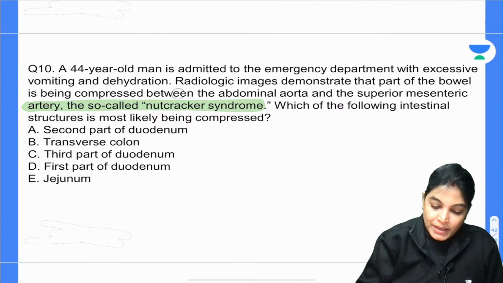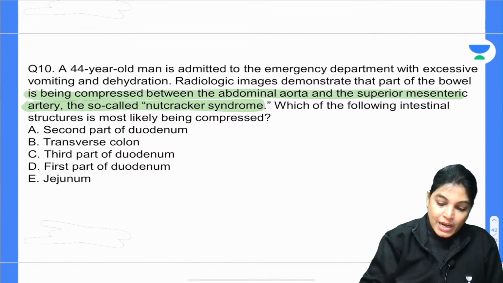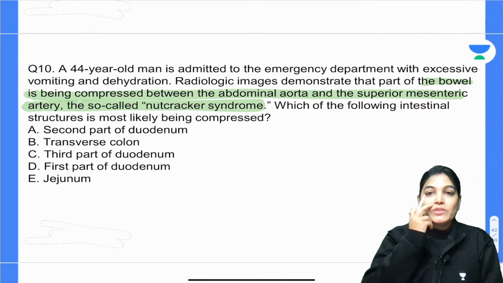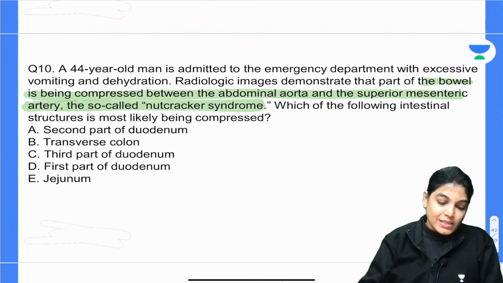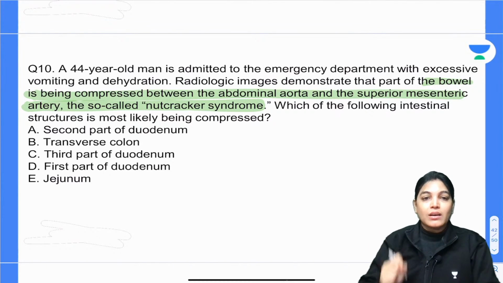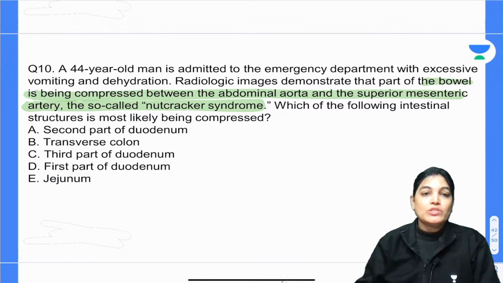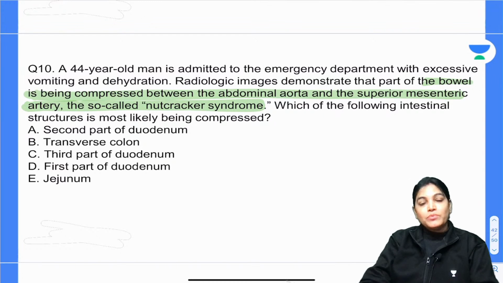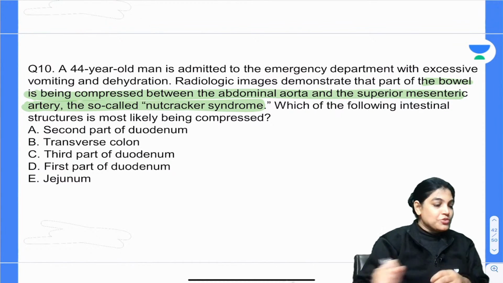A part of the bowel is being compressed; here the compression is occurring between the abdominal aorta and the superior mesenteric artery, and bowel means an intestinal loop is also compressed. So which of the following intestinal structures is compressed in nutcracker syndrome? Whether it is the second part of duodenum, third part of duodenum, transverse colon, jejunum or first part of duodenum. You have to tell me in nutcracker syndrome which part is involved. The important demonstration is that a loop is compressed between the superior mesenteric artery and abdominal aorta.